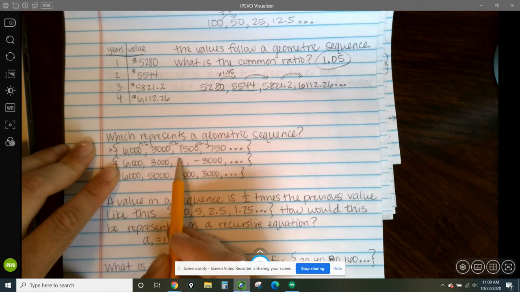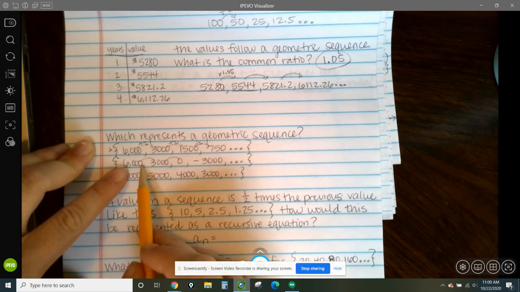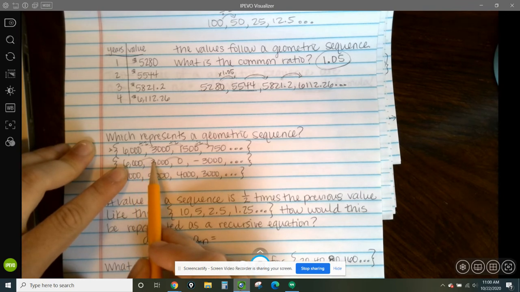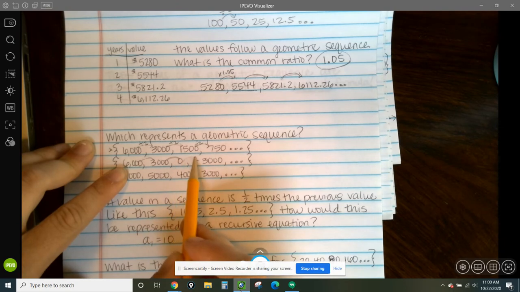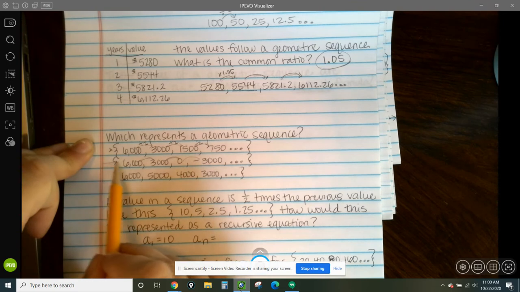And then 3,000 to 0. 3,000 divided by 2 isn't 0. So what are they doing here? It looks like maybe they're subtracting 3,000 every time. 6,000 minus 3,000, and then 3,000 minus 3,000, and then 0 minus 3,000. So they're subtracting here. That's not a geometric sequence, so this guy's out.